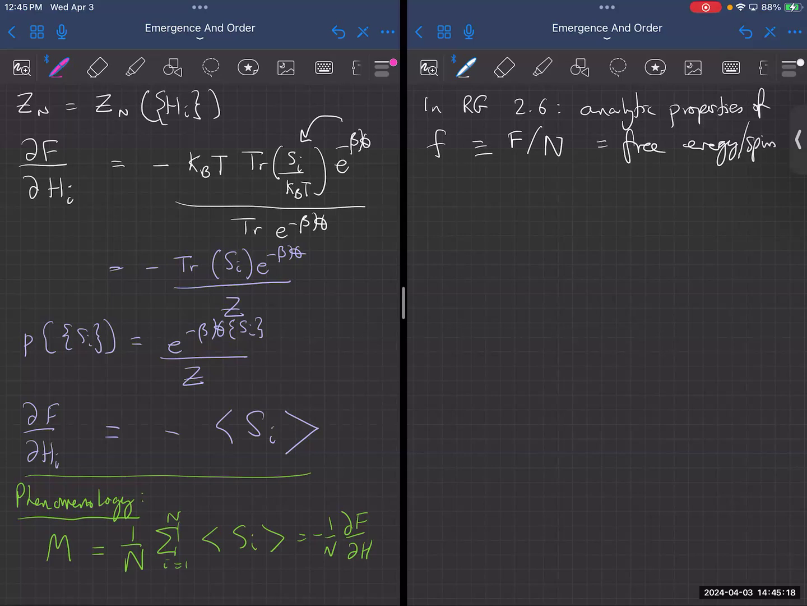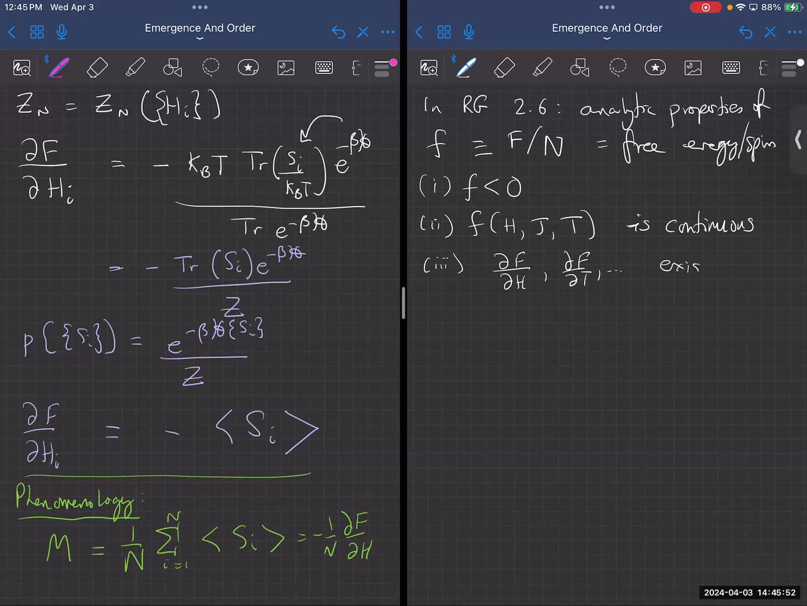The most important of these is that f is less than 0. f is continuous. It's a function of h, of j, of t, and other things as well. It is completely continuous, but it may have discontinuities in its derivatives. So the derivatives df by dh, df by dt, etc., exist almost everywhere. And in particular, there can be discontinuities in df by dh.